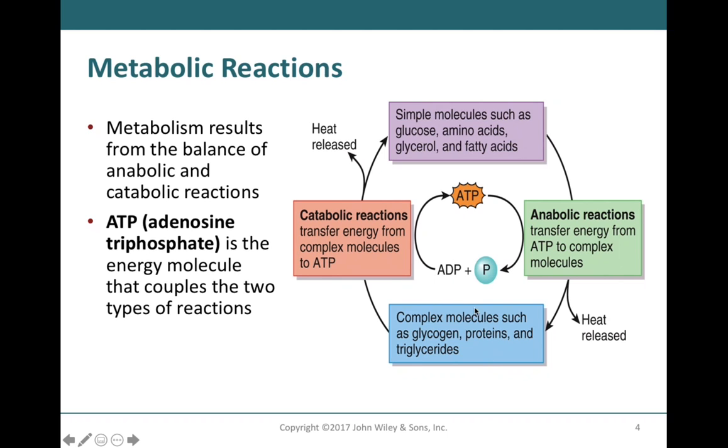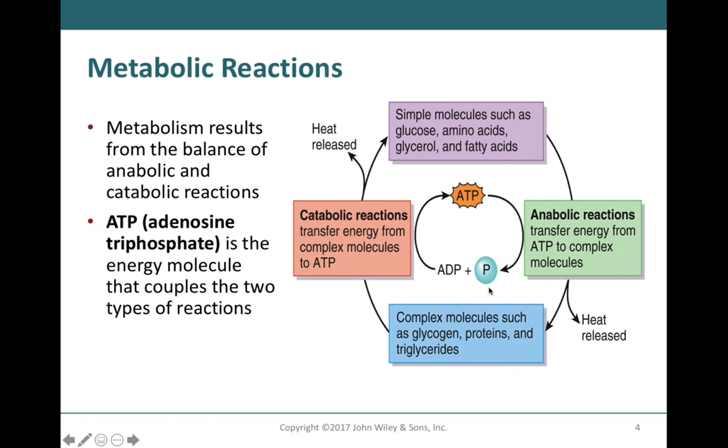Now these larger molecules are eventually going to get broken down. If we are to take these larger molecules into our bodies and eat them and start digesting those molecules in the form of proteins and glycogen and such, we're going to start breaking those molecules down through catabolic reactions. Now catabolic reactions are going to transfer energy from the complex molecules to the ATP. So this is very interesting because they actually form ATP through the catabolic reactions.